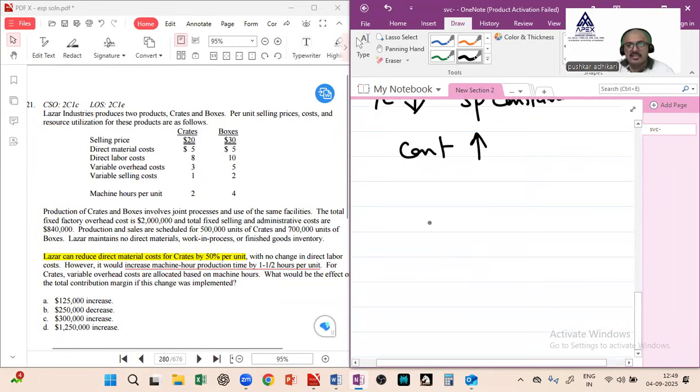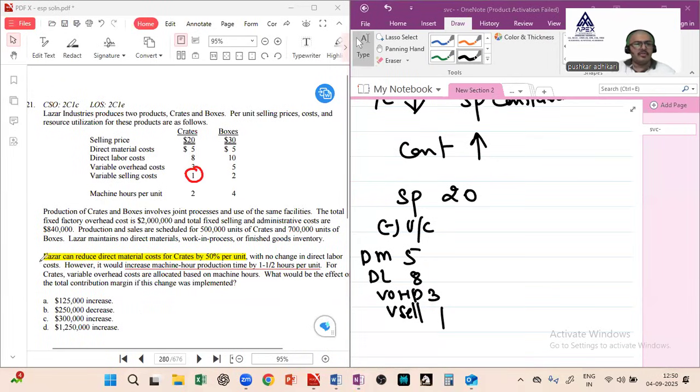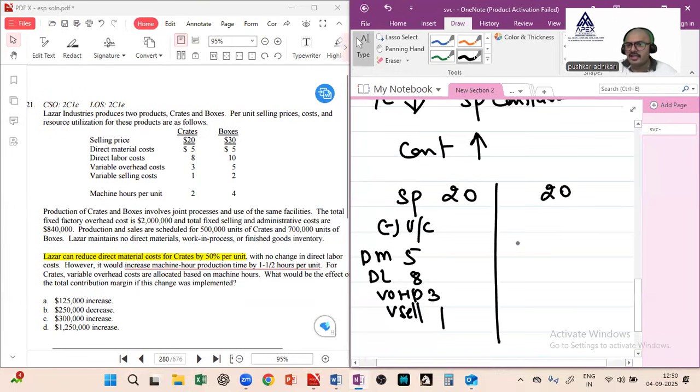Why does it increase? Please try to understand. My selling price was 20. From this, I subtracted my variable cost. My variable cost earlier included direct material of 5, direct labor of 8, variable overhead of 3, and variable selling of 1. Now, in the new scenario, my selling price stays where it is.